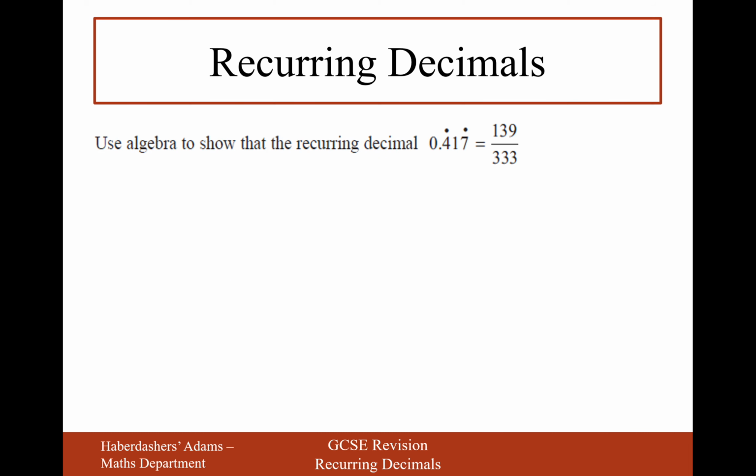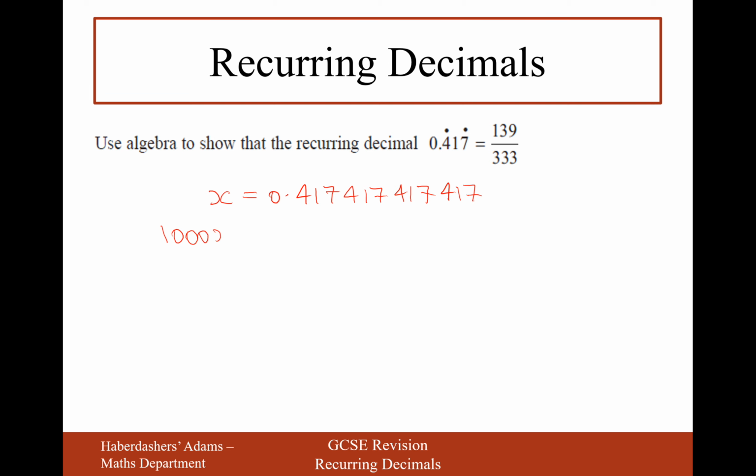Okay, so moving on to the next question, we have 0.417 recurring. Pause the video, give this question a go. Okay, so remember that it's every digit in between the two recurring points that needs to be recurred. So it's going to be 0.417417417417.